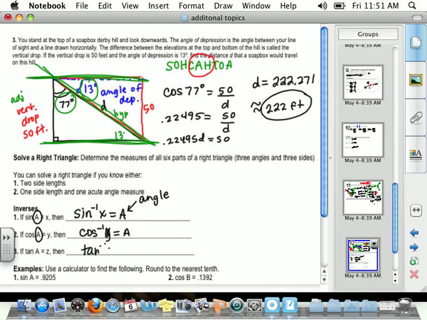All right, if I'm solving for the angle with cosine, I would do inverse cosine of x equals a. Or sorry, y equals a.